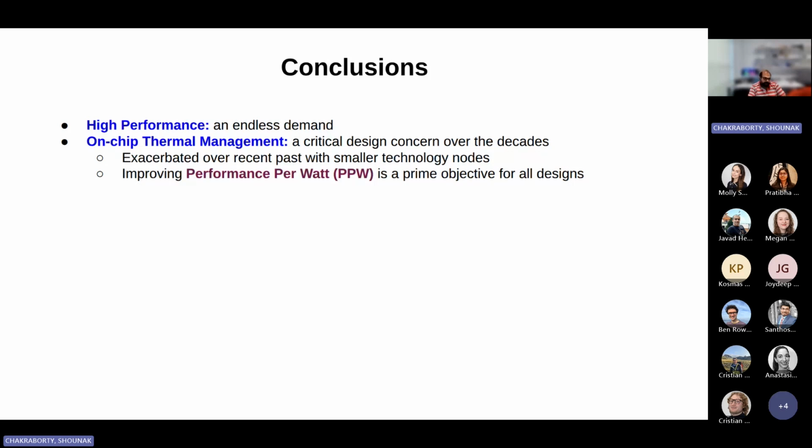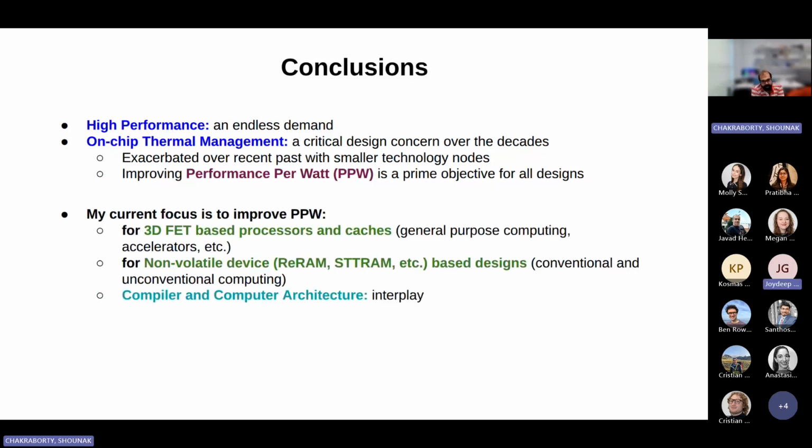for all kinds of designs nowadays. So my current focus is to improve the performance per watt for different 3D FET-based designs like FinFET and GAFETs, both for the processors and for the caches, and general purpose computing as well as for the accelerators or other devices. And for non-volatile devices, we have the ReRAM, STTRAM, etc. Those designs are for several conventional and unconventional computing paradigms, like in-memory computing or other edge-based computing and so on.